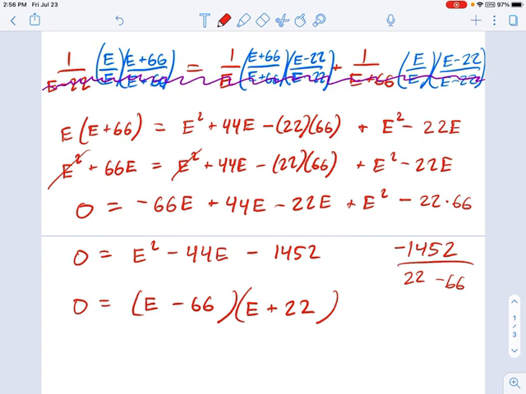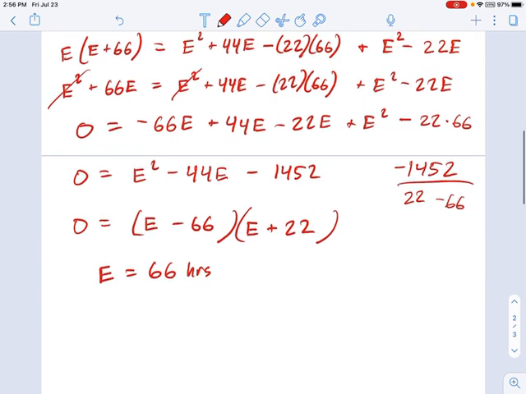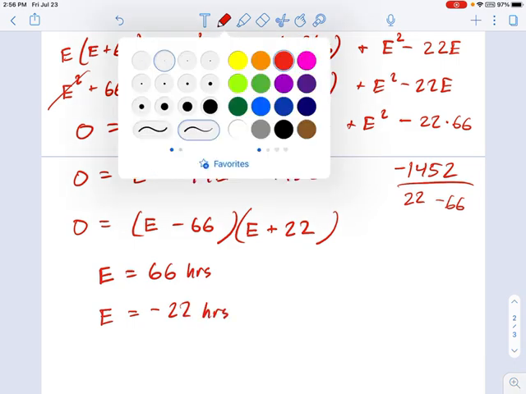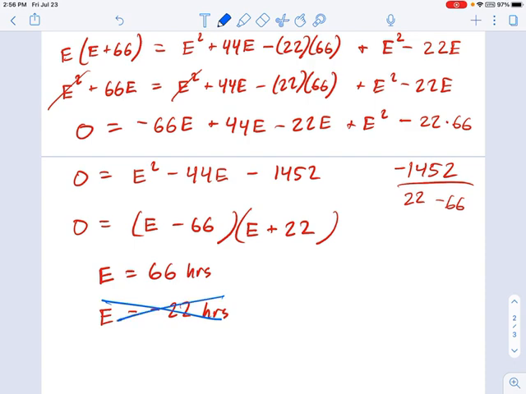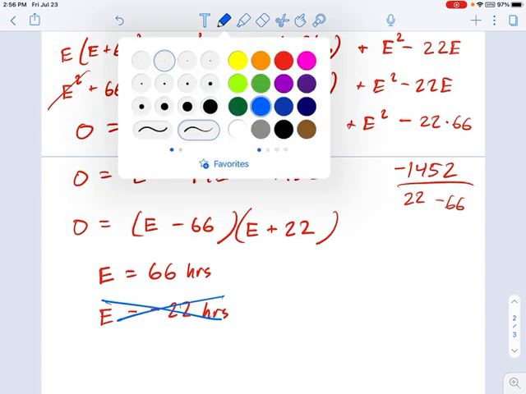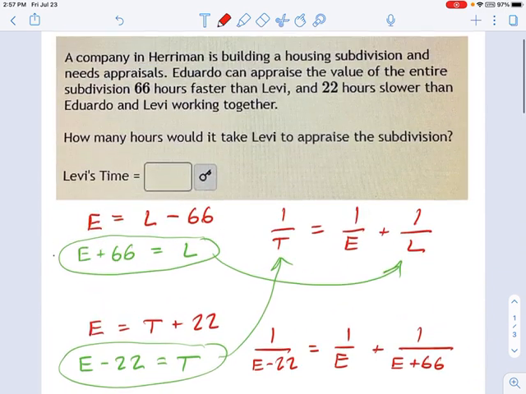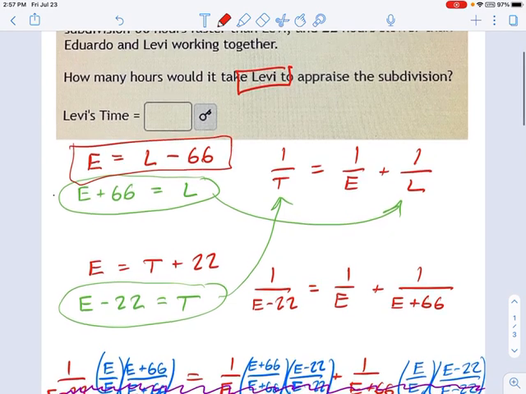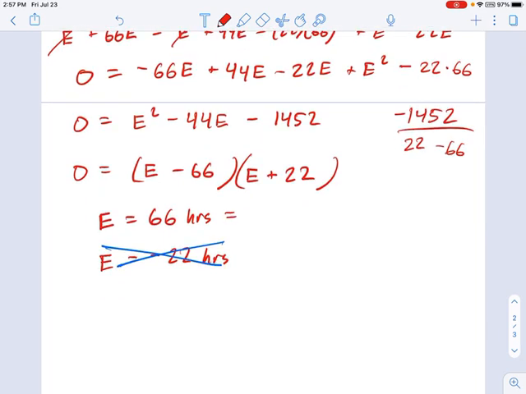Okay, now that means we have two solutions to this equation. E equals 66 hours. This is Eduardo's time. Or E equals negative 22 hours. Well, I told you Eduardo was fast, but he's not a time traveler. So that negative time one is not going to work out. This is Eduardo's time, 66 hours. But now, remember what the question's asking for. It doesn't care about Eduardo. It wants Levi's time. So we have to go find our Eduardo-Levi equation, which is right here. E equals L minus 66. So that means Levi is going to take, add 66 to 66 and we get 132 hours.